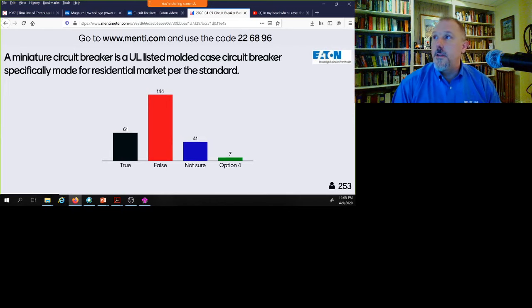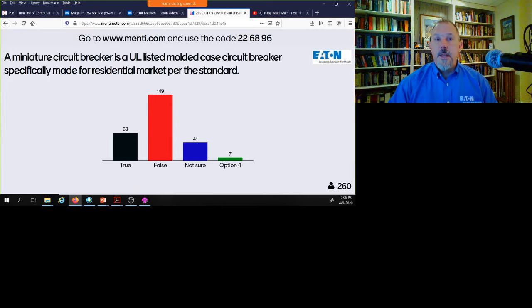A miniature circuit breaker is a UL listed molded case circuit breaker specifically made for the residential market per the standard. 61 true, 146 false, 41 not sure, and then 7 option 4s. I made this pretty late last night. In any case, the term miniature circuit breaker is really an industry term. That's not something that's in the National Electrical Code. It's not something in the UL standards. It's something that product manufacturers use to designate different product lines.